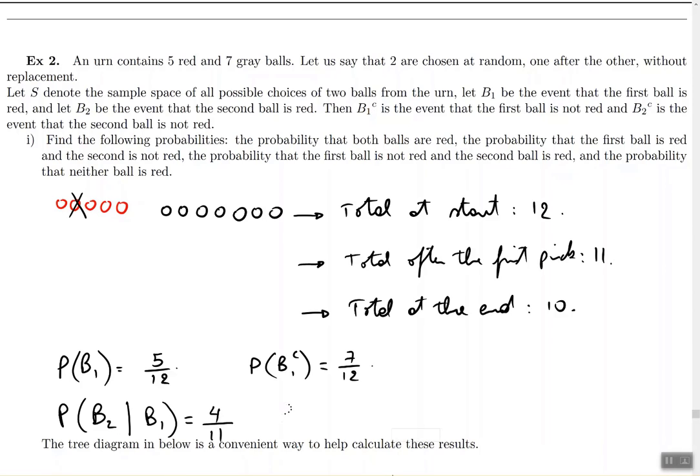What about the probability of choosing a gray ball, given that I already chose a red ball? So in that case, if I already chose a red ball, that means there's 4 red balls left, but still a complete set of 7 gray balls. So the total there is going to be 7 out of 11.